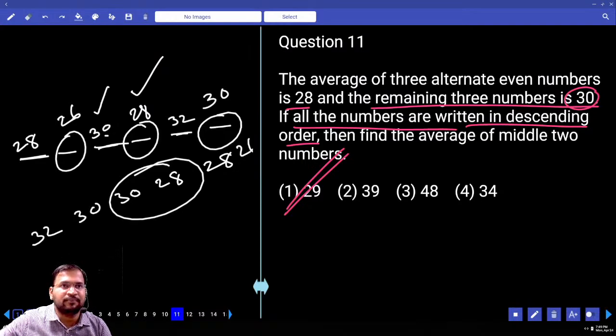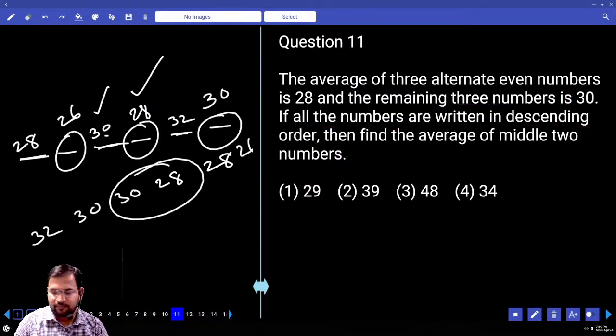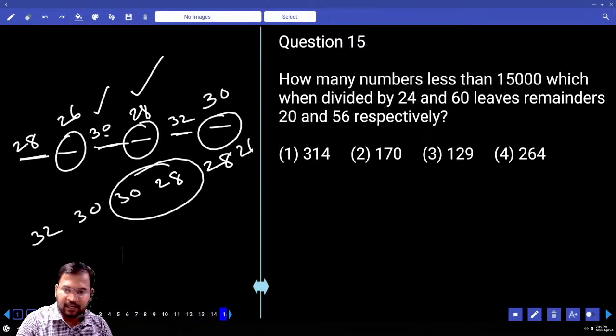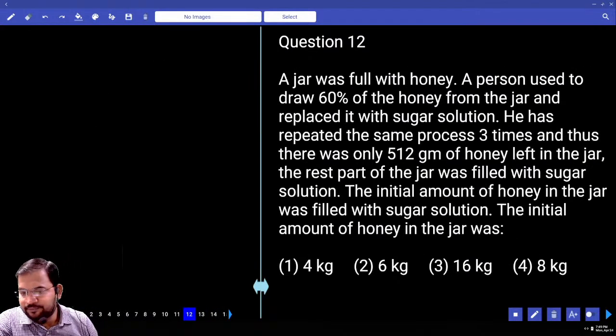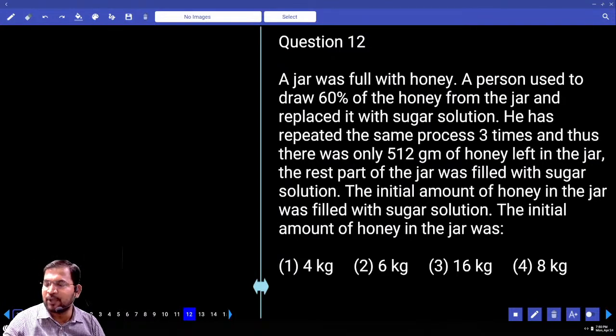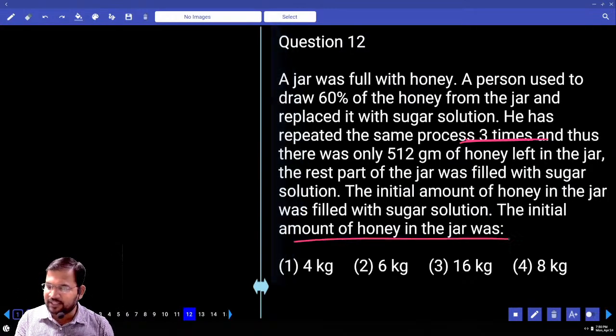Shall I go for the next question? Next question number is what, Nana? 12. Now see the 12th question. A jar was full with honey. A person used to draw 60% of the honey from the jar and replace it with sugar solution. He repeated the same process 3 times, and thus there was only 512 grams of honey left in the jar. The rest of the jar was filled with sugar solution. The initial amount of honey in the jar was how much?